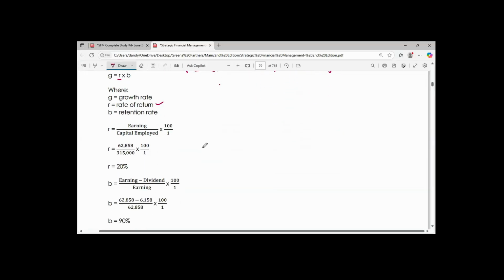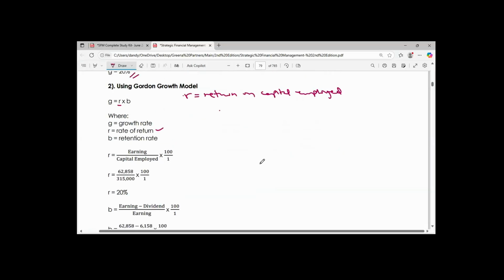Now, all you need to do is put it in the formula to get your return on capital employed. Return on capital employed is profit after tax divided by the capital employed. Profit after tax is the same thing as earnings. So earnings divided by capital employed. Earnings we are given in the question is 62,858. Capital employed we are given 315,000. So the return on capital employed is 20%.